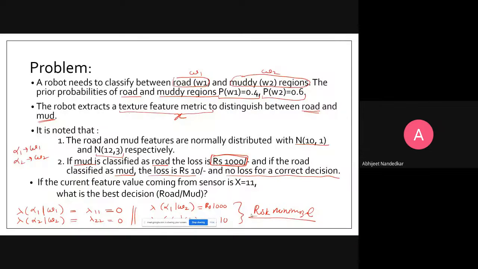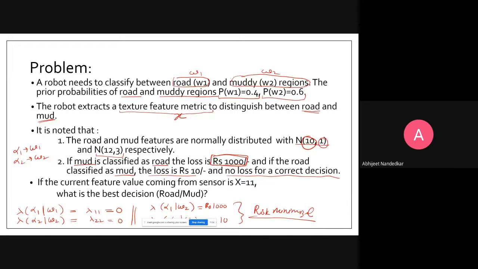between road and muddy region. The prior probability of road and muddy regions are 0.4 and 0.6 respectively. The robot extracts a texture feature metric called, say, X to distinguish between road and mud. Now it is noted that the road and mud features are normally distributed with mean, that is mu, equal to 10, and the variance is 1.